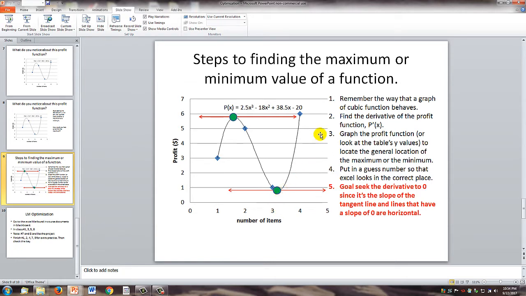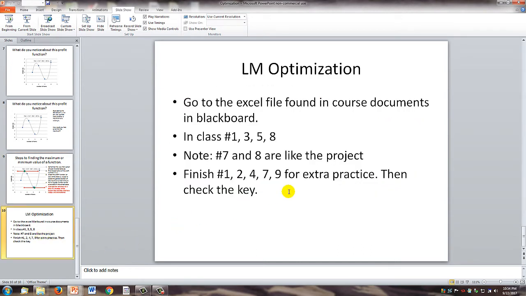So the derivative of a function will find the x-coordinate where your tangent line is horizontal if you set it equal to 0, but it won't tell you whether it's a maximum or minimum. So you would need to look at a graph for that. And we're going to look at examples in the lab manual. We're going to do 1, 3, 5, and 8.